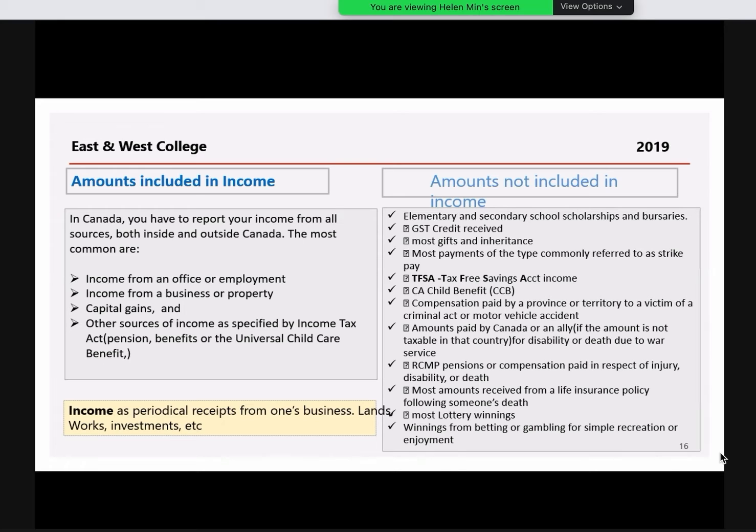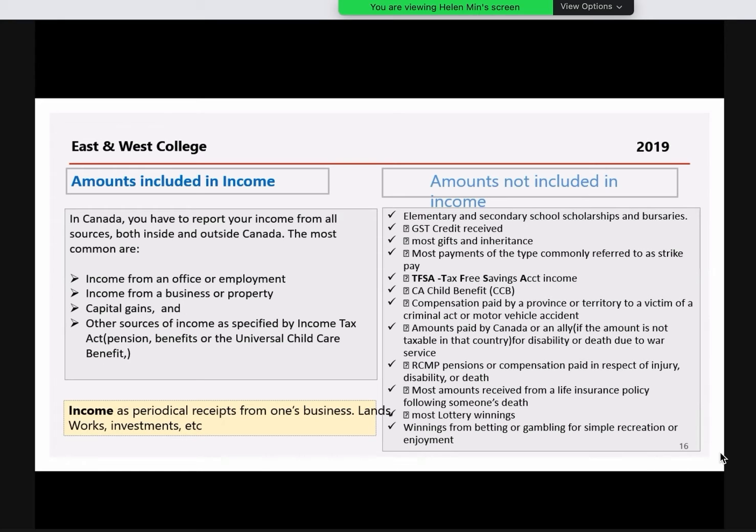Amounts paid by Canada and the ADI for disability or death due to war service. This one is special for the Army. The Army protects our country, so if a soldier is disabled, the disability compensation, and the death compensation, is tax-free. You don't need to include it in your T1.